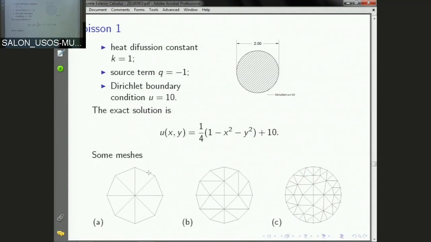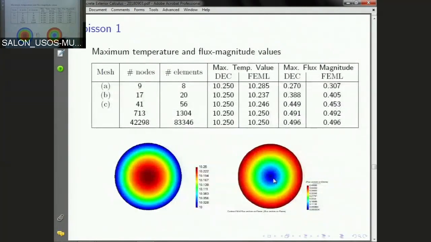And we propose some meshes, like this one and this one. They are quite coarse, they're not fine meshes. And what do we do?